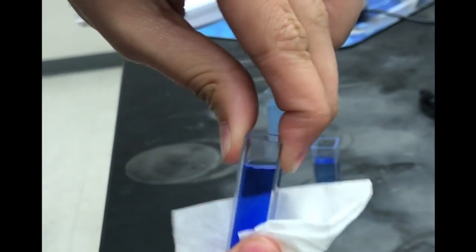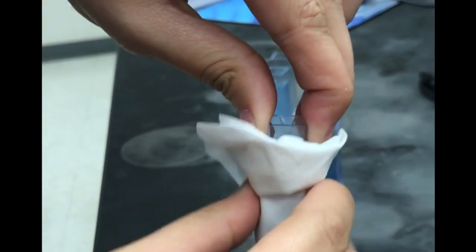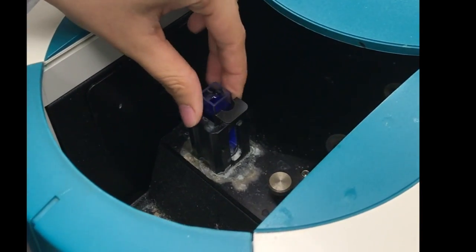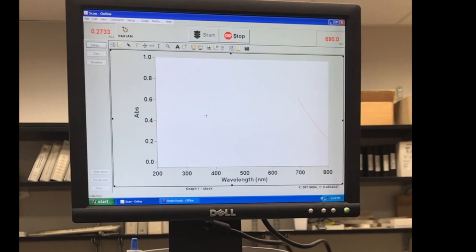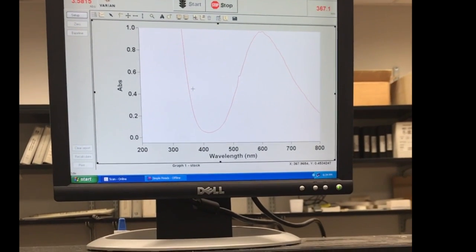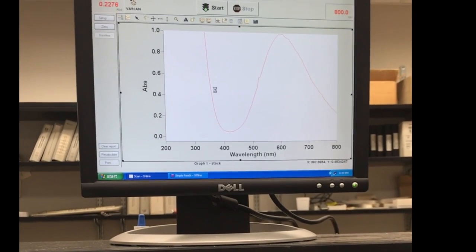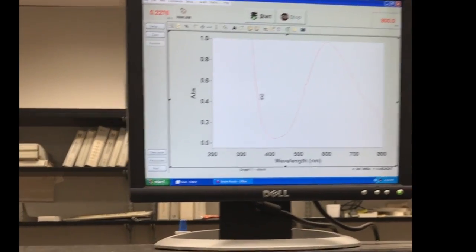Before placing your cuvette inside of the spectrophotometer, you must wipe down the sides of the cuvette so that your fingerprints don't interfere with the scan. Before measuring the absorbances of each of your dilutions, you must first scan across all wavelengths on the spectrophotometer so that you know which wavelength will give you the best absorbance.